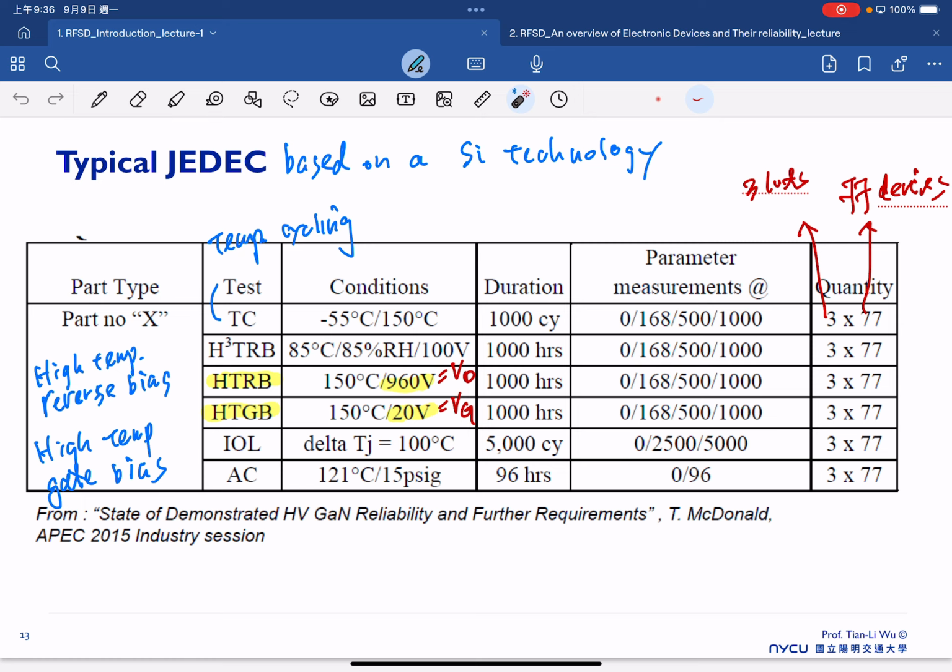Last week we mentioned that ideally, if we try to qualify each technology, we have to perform certain testing. Basically we follow the JEDEC community. They define this spec: temperature cycling, H3TRB, HTRB, HTGB, and so on. One thing I want to additionally mention is the quantity. Last time we mentioned that the quantity is 3 lots. These are from 3 different manufacturing lots. So we will select the 3 different manufacturing lots.